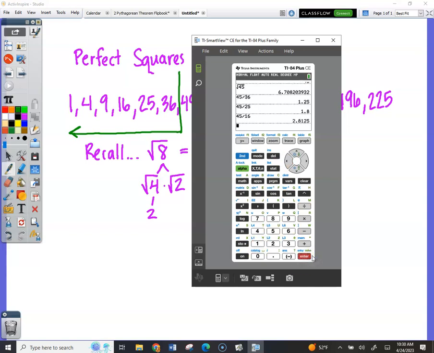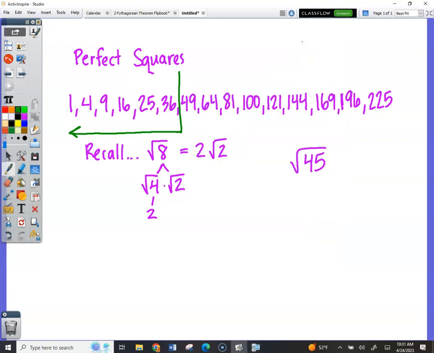Decimal. Doesn't work. Go to the next number. 45 divided by 9 works. That tells you to rewrite the 45 as 9 times 5. So this becomes square root 9, square root 5.